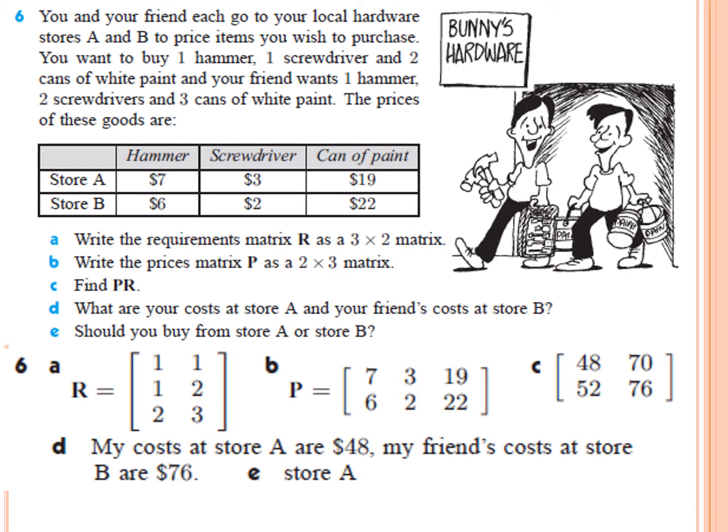And so the first two parts of this are just putting the information in a matrix with the dimensions that they tell you. When you multiply them together, again, you would use a calculator there, and you would go ahead and multiply those together. Now it says what are the costs at store A versus the cost at store B: 48 and 76. And then obviously, if you want to know which one you should buy from, it should be store A, which is going to be the cheaper option there.